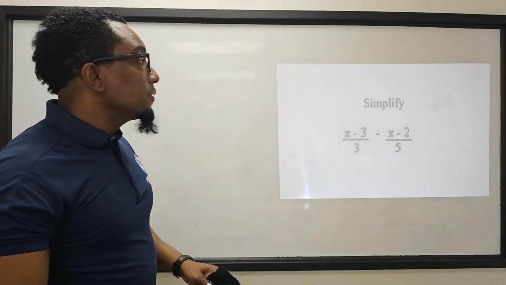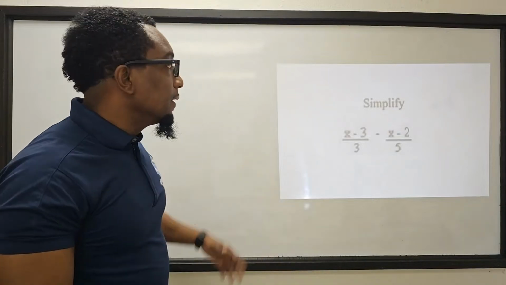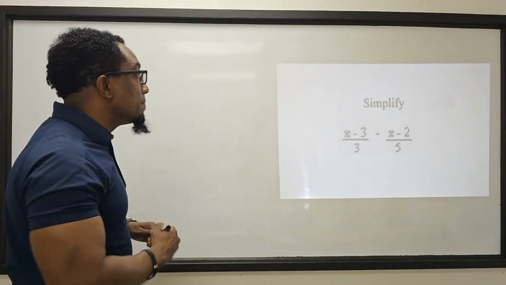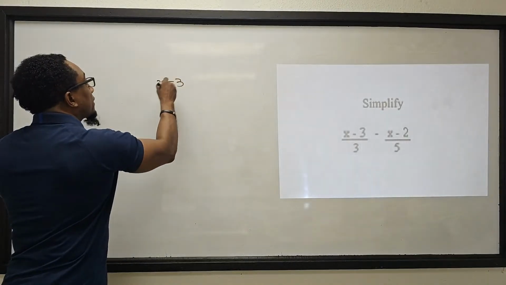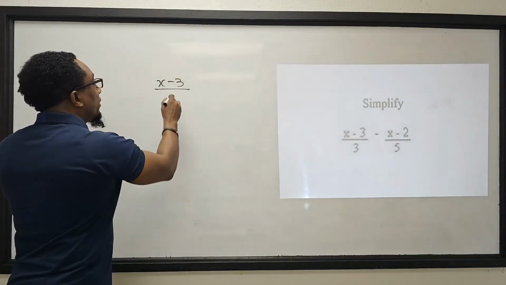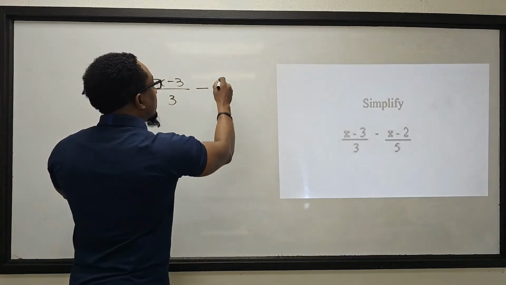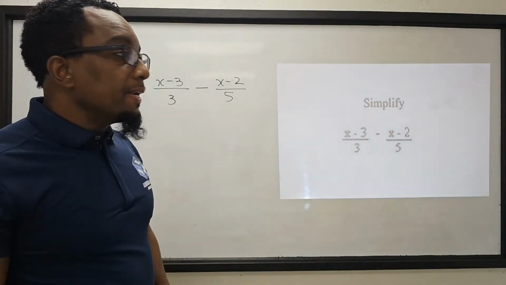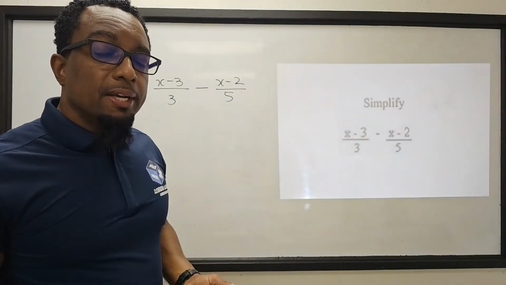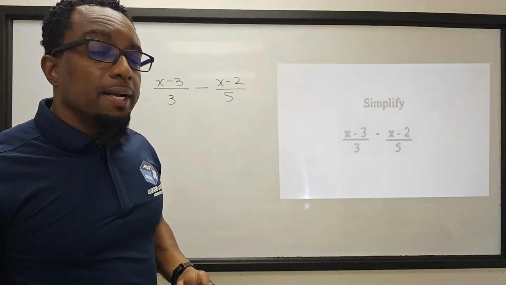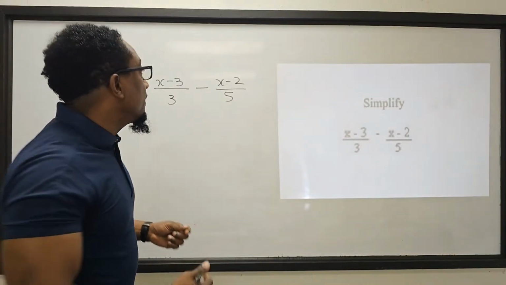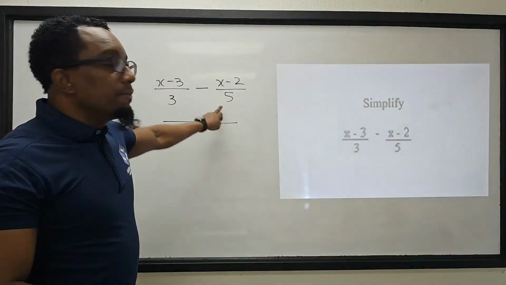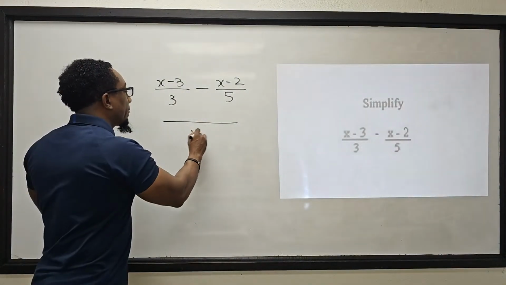So they want us to simplify this expression involving what? Algebraic expression involving fractions. So they want us to simplify this algebraic expression, x subtract 3 over 3 subtract x subtract 2 over 5. To simplify an algebraic expression involving fractions, once you're adding or subtracting fractions, the first thing you do is to find the LCM. So the LCM of 3 and 5 will be 15.